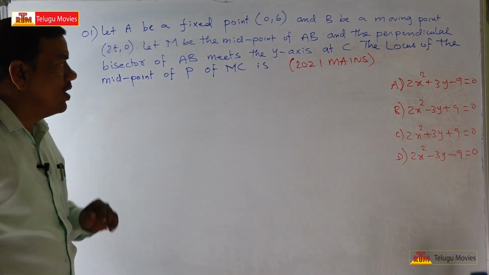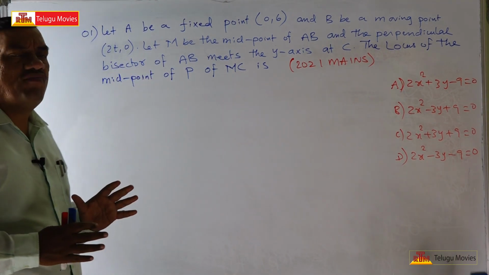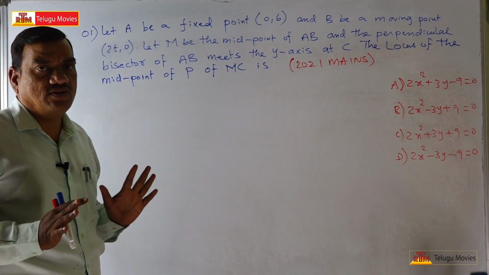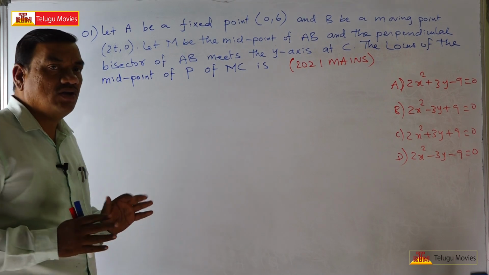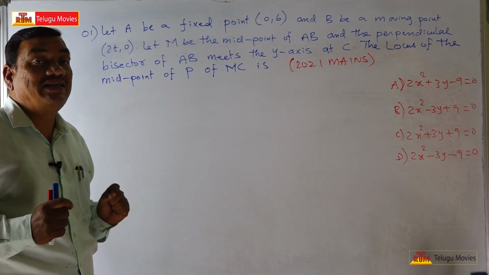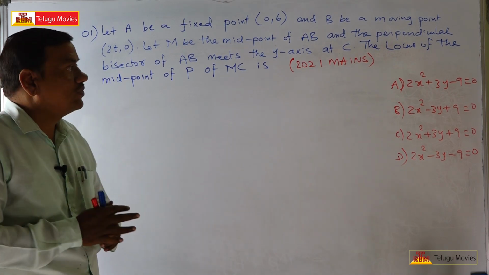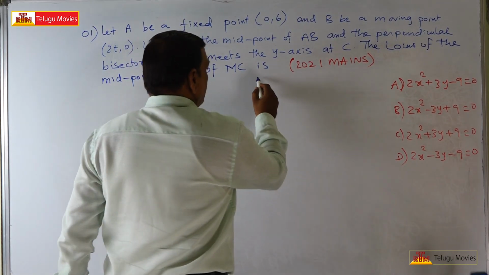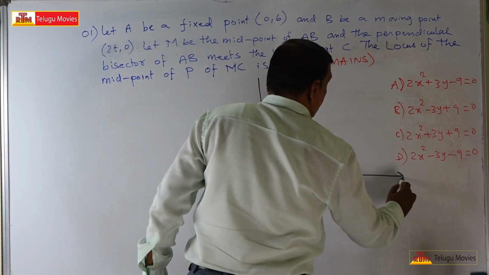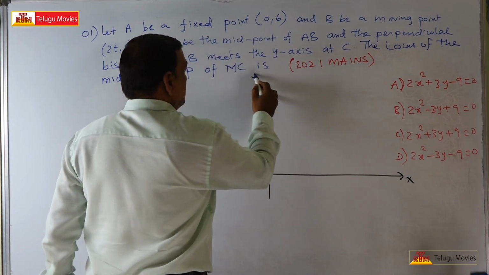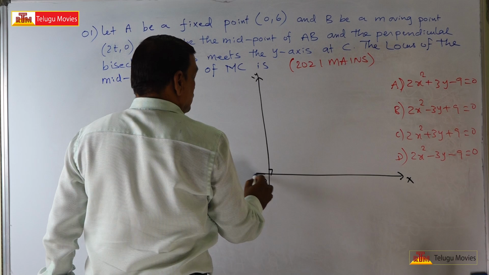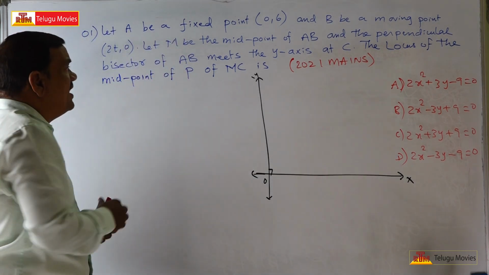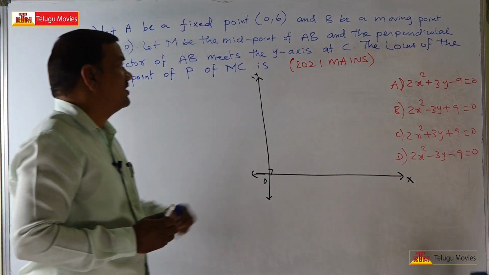So here, after reading the whole problem, don't get confused. Whatever data is given, represent it in a diagram. It is a two-dimensional plane, so this is the x-axis, this is the y-axis, and this is the origin. Now, let A be a fixed point (0, 6).